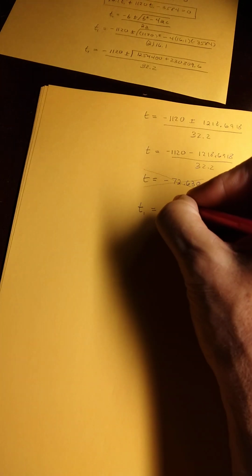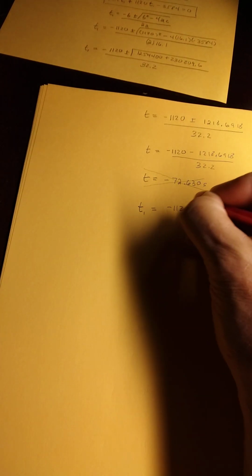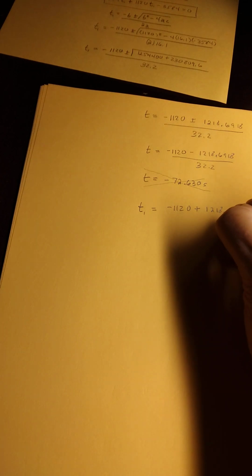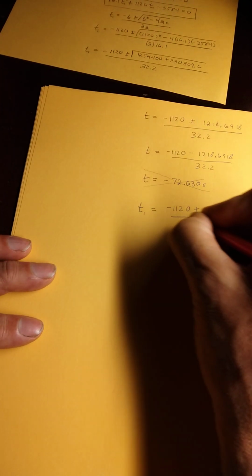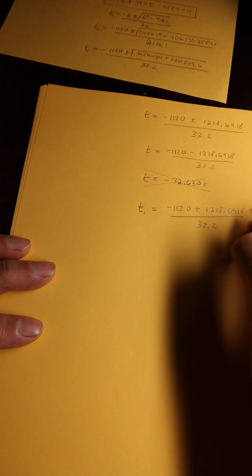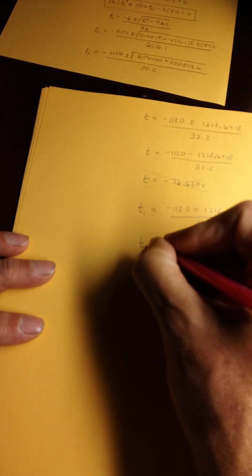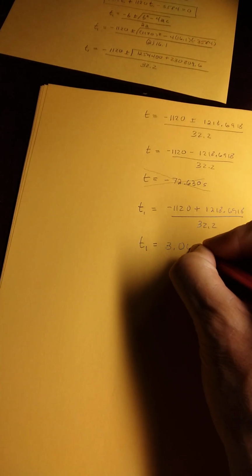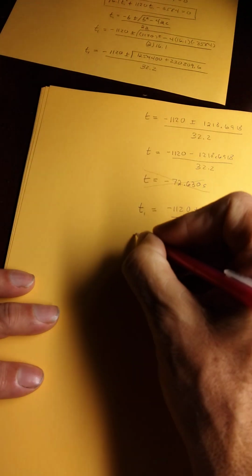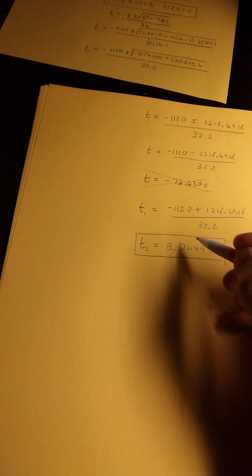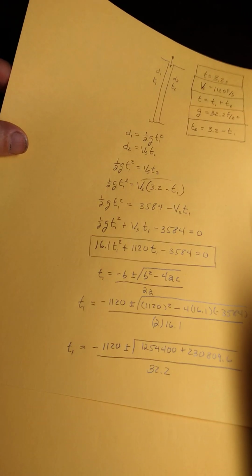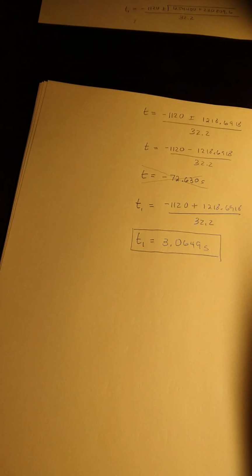t1 is going to be equal to negative 1120 plus 1218.6918, divided by 32.2. When we solve this, t1 ends up being 3.0649 seconds. This looks like our solution. Now, if we take this particular time and put it back into our quadratic equation that we solved earlier, we should get 0, and we do get 0.